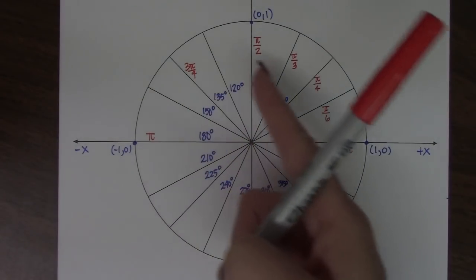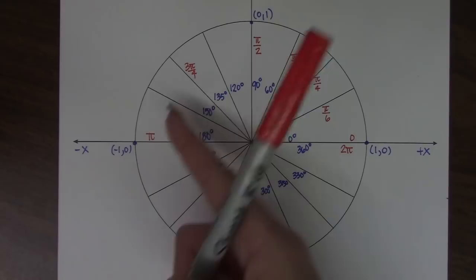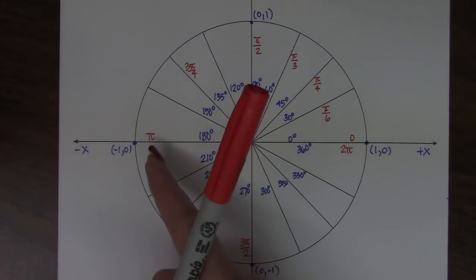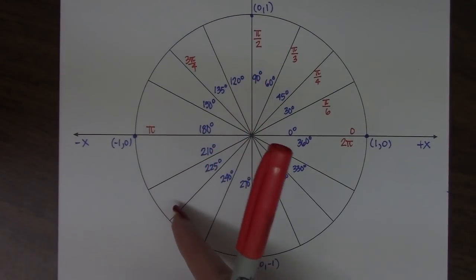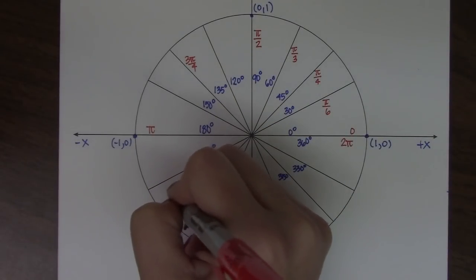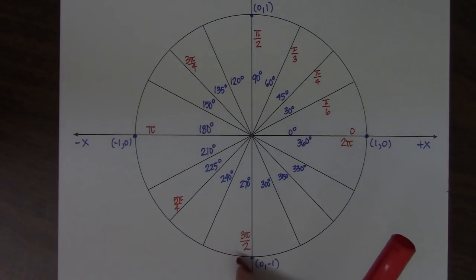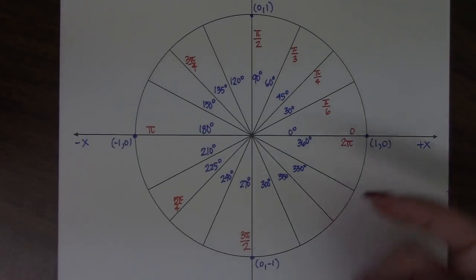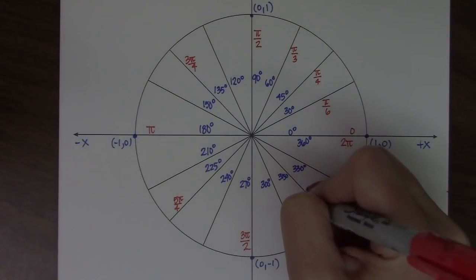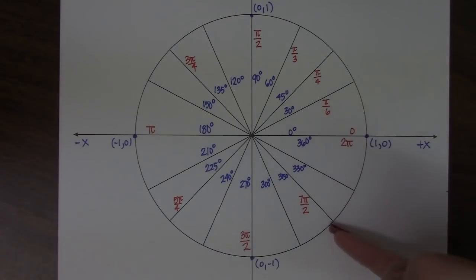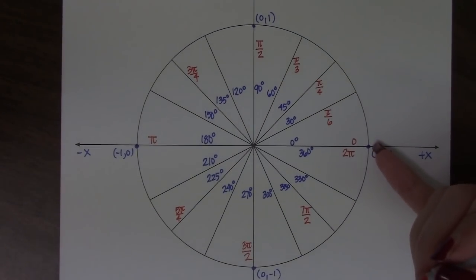So what you'll see here is you're going to get some overlap of your previous count, and as long as they line up, you know you're counting correctly. So 4 pi over 4, 5 pi over 4, 6 pi over 4 is 3 pi over 2, and then 7 pi over 4, 8 pi over 4, you're back at 2 pi.